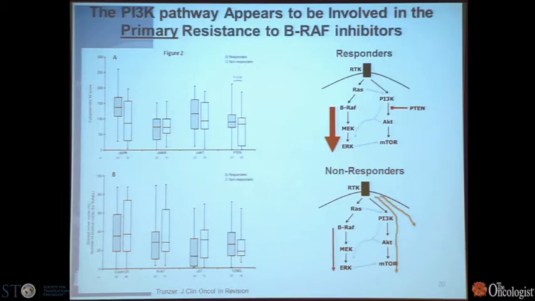So what we think is going on is that those people who receive a B-RAF inhibitor and respond are probably the group of patients where the signal is dominantly coming through the RAS, MEK, and ERK pathway. Whereas those patients who are not responders, probably because they do not express much PTEN, have this other arm more active, and therefore the signal is not as dominant to really lead to a clinical response.